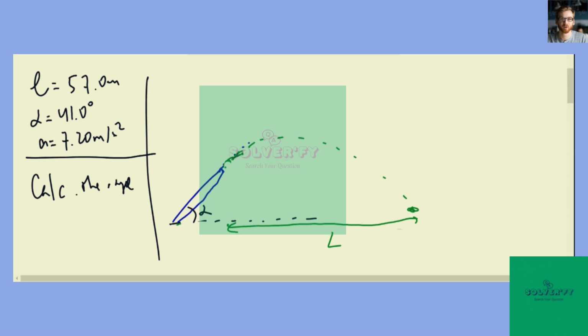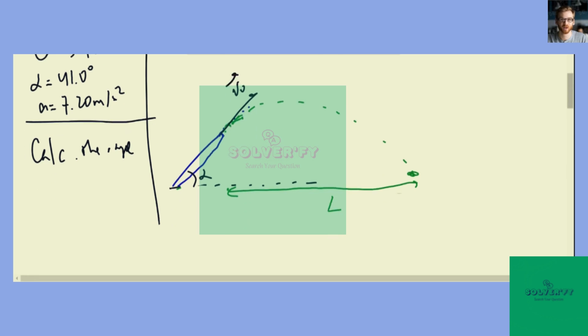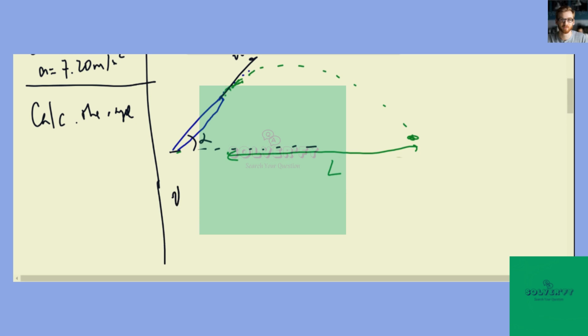The railgun is located at angle alpha, and the projectile which leaves the railgun has a velocity of v0. First, we have to calculate this velocity v0. The length of the railgun equals v0 squared divided by 2a, because the projectile is being accelerated here. Therefore, v0 equals the square root of 2aL.